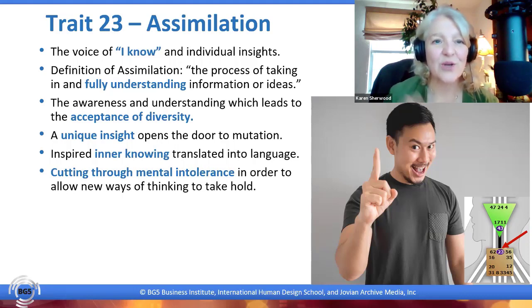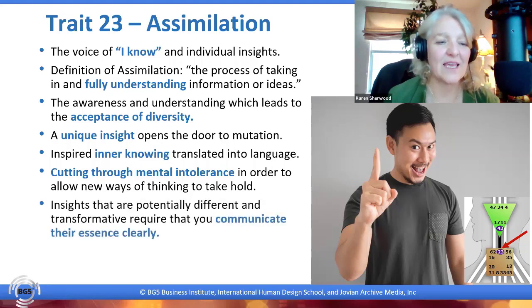So we can see that this strength is connected to conceptualization, right? So it is speaking what we know mentally, and it's cutting through mental intolerance in order to allow new ways of thinking to take hold. Right. So that's one of the things you may be experiencing too, cutting through to new ways of thinking and insights that are potentially different and transformative.